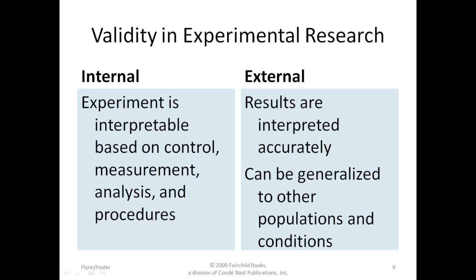Another effect that can cause external invalidity would be the Hawthorne effect. And this is when subjects know they're in an experiment, so they do not answer how they usually would, but how they think you want them to answer. So that's why we always say at the beginning of our questionnaire that your results will be anonymous, and please answer truthfully, because we will not know who you are in any way.